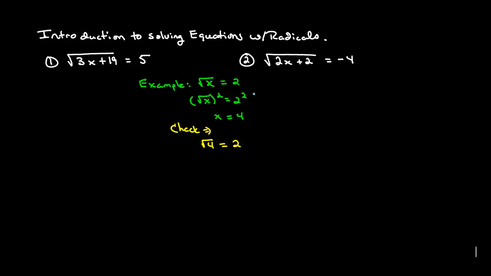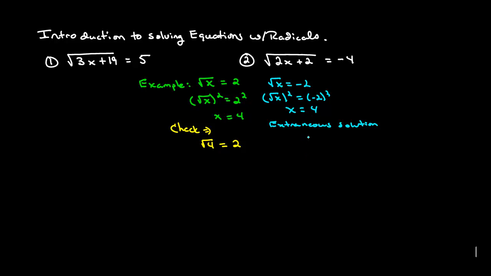But here's the problem with it. Let's say we had the square root of x is equal to negative 2. Now we know there's no solution to this because we can't take the square root of any real number and get a negative value. But when we square both sides, we again get this. And negative 2 squared is 4, and so we get x equals 4. Now the problem with this is that we have an extraneous solution that has occurred that wasn't an original solution.